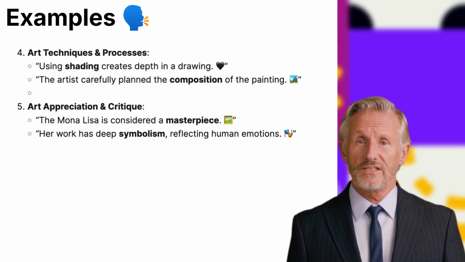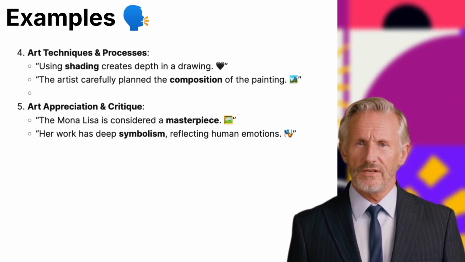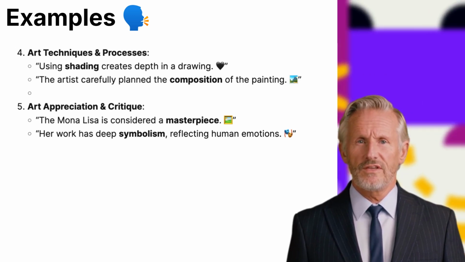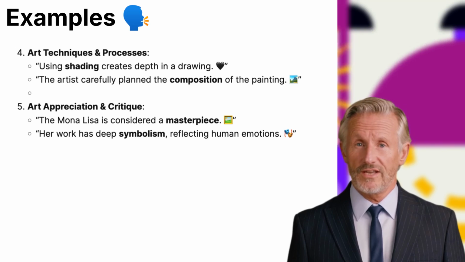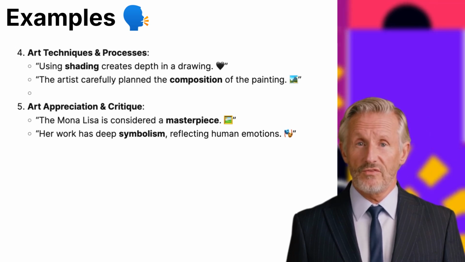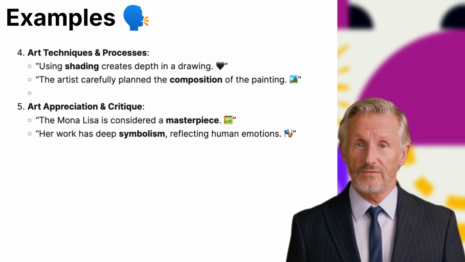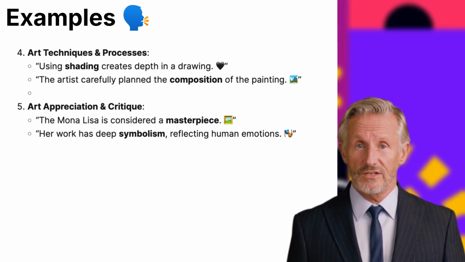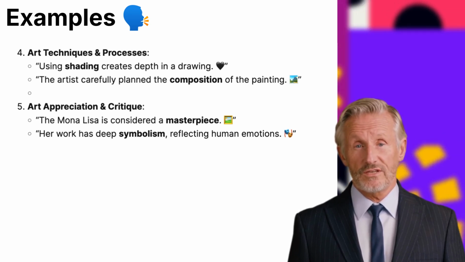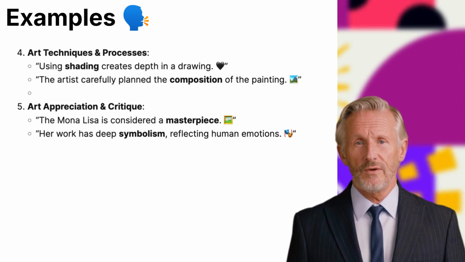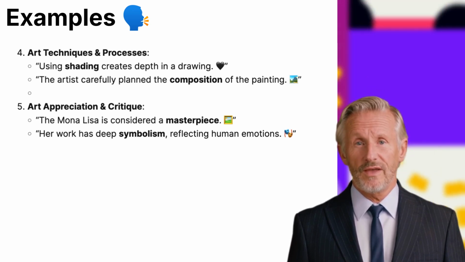4. Art techniques and processes. Using shading creates depth in a drawing. This explains how artists use technique. Shading is applying darker and lighter areas to make the drawing look more three-dimensional or realistic. The artist carefully planned the composition of the painting. Here, composition means how everything is arranged in the artwork. A strong composition helps guide the viewer's eye and creates balance.